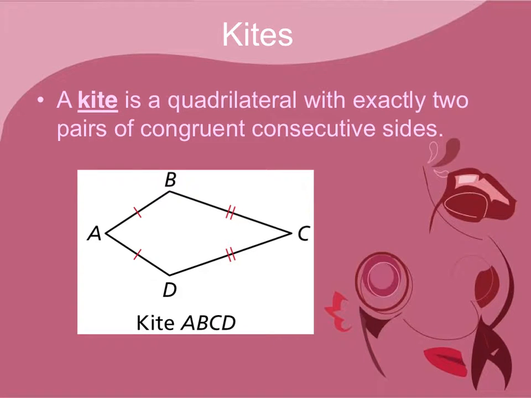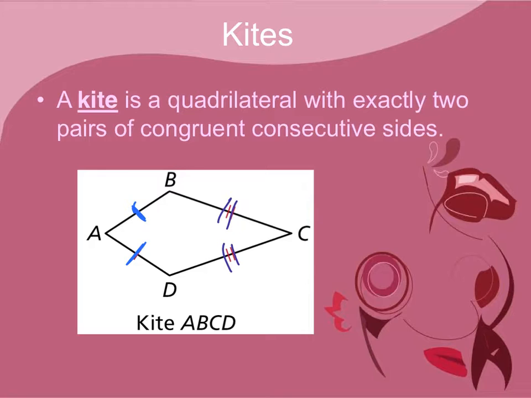Okay, second shape, second quadrilateral, is a kite. A kite is a quadrilateral with exactly 2 pairs of congruent consecutive sides. So the sides one after the other, or the 2 sides that meet, would be congruent. So in this case, AB would be congruent to AD, and BC is congruent to DC. 2 pairs of congruent sides, but they are consecutive, not opposite each other.